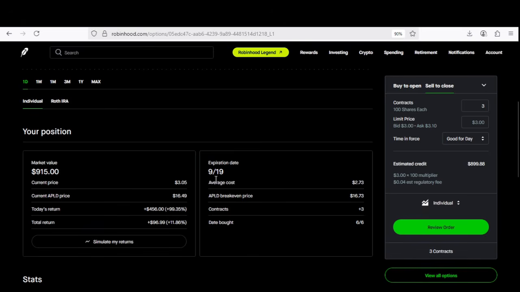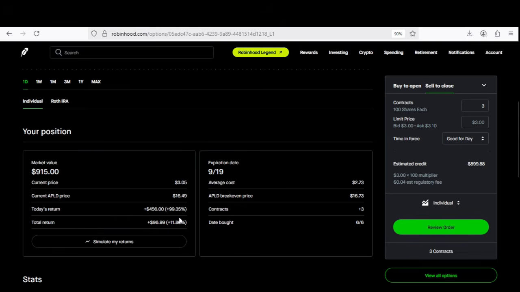The amount of time I have is the expiration of 9/19, which is September 19th. So I have exactly 4 weeks in order for this trade to expire. Now, you guys know the name of my channel is Investment Gains, meaning I love to lock in my gains, and that's it.